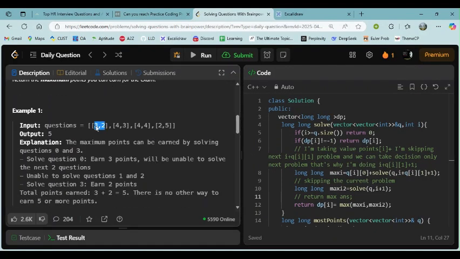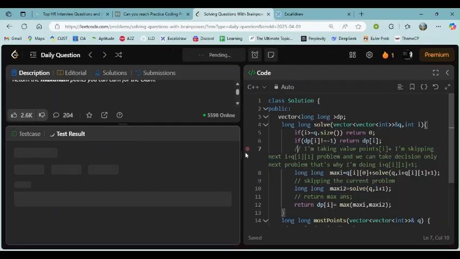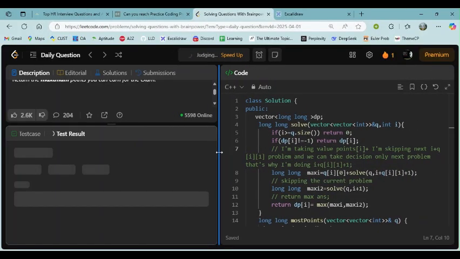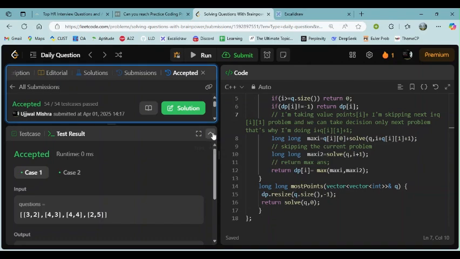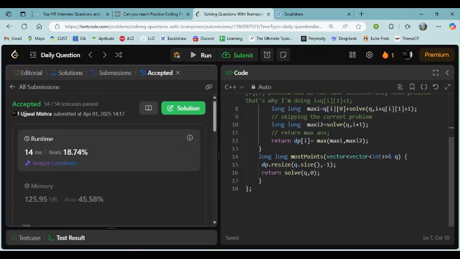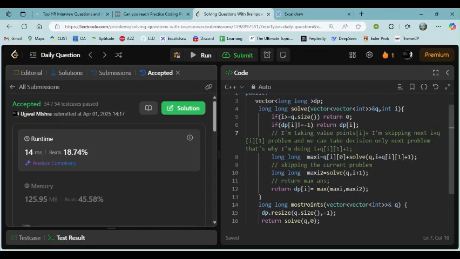Like here, if I take this, I cannot take the next two, so I have to go to this one. For going to this, I do i plus b[i] plus 1, so I can reach here. Hope you understand the problem. Let's run it. Yeah, it's accepted. Let's try to submit it. Yeah, it's accepted.